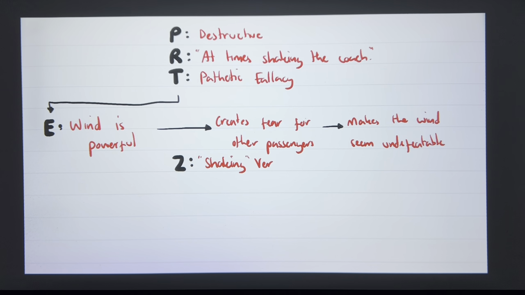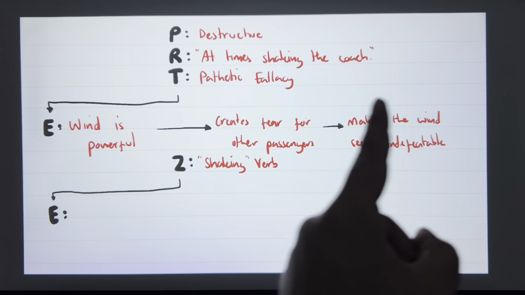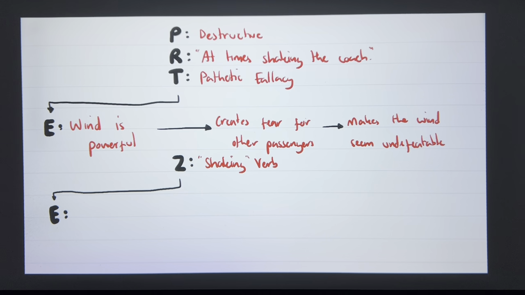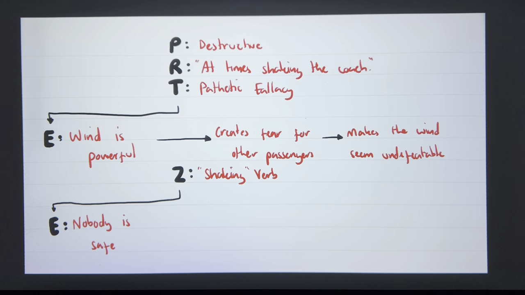And shaking here is a verb. So for our first effect, when I say first effect, I mean this top line here, we gave 3. For the second effect of the verb shaking, we're going to give 2. So the fact that the coach is shaking, my first basic effect of this, guys, is that it is clear to see that nobody is safe from the wind. Nobody. The coach isn't safe. The driver isn't safe. The passengers aren't safe. The horses aren't safe because everything is shaking.